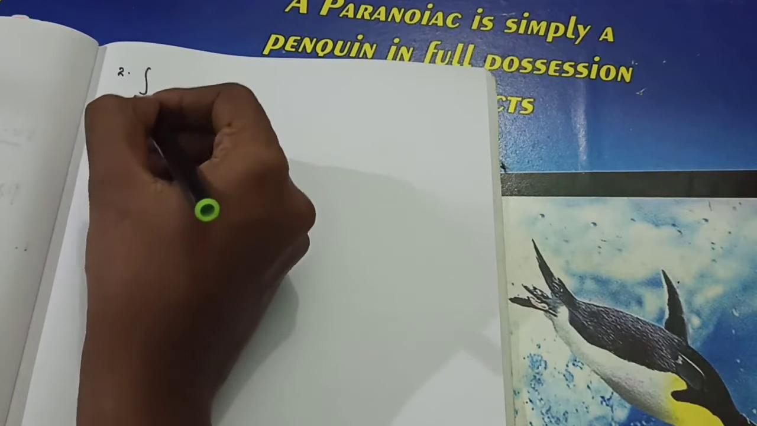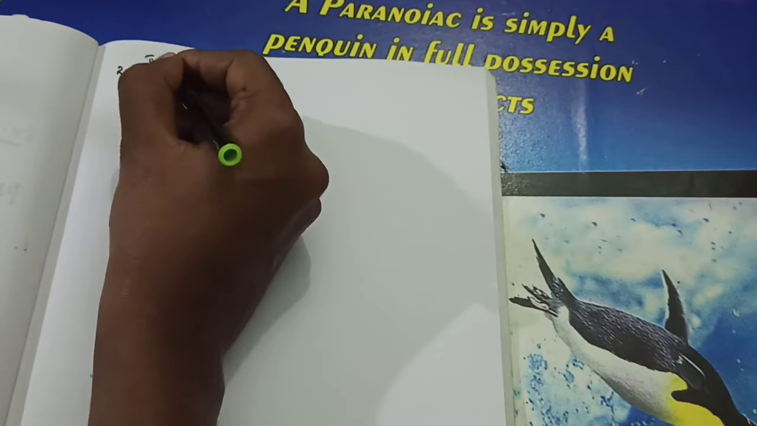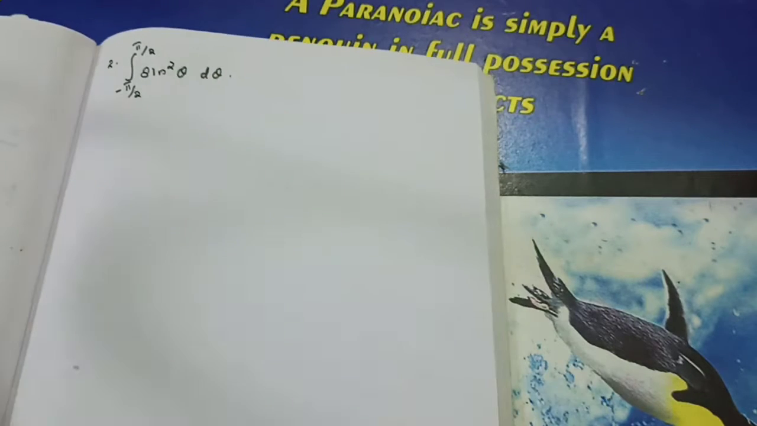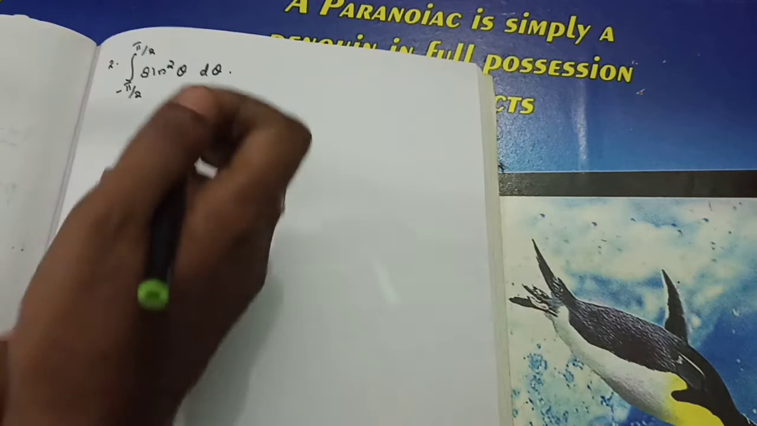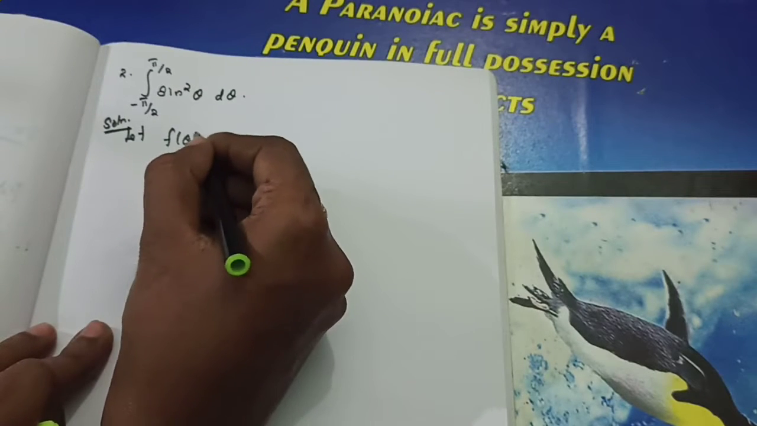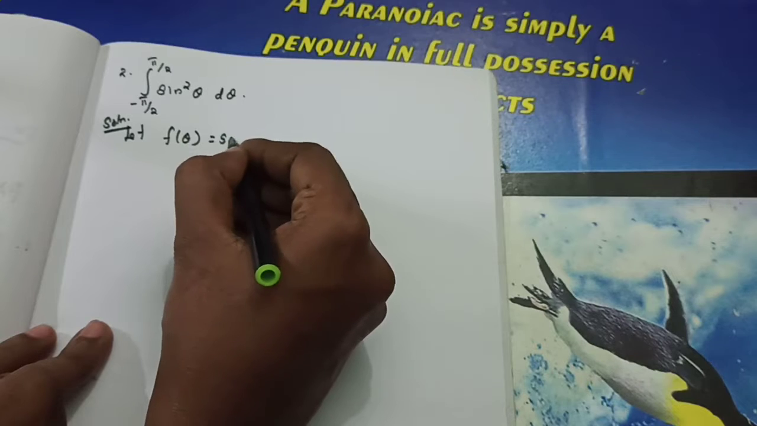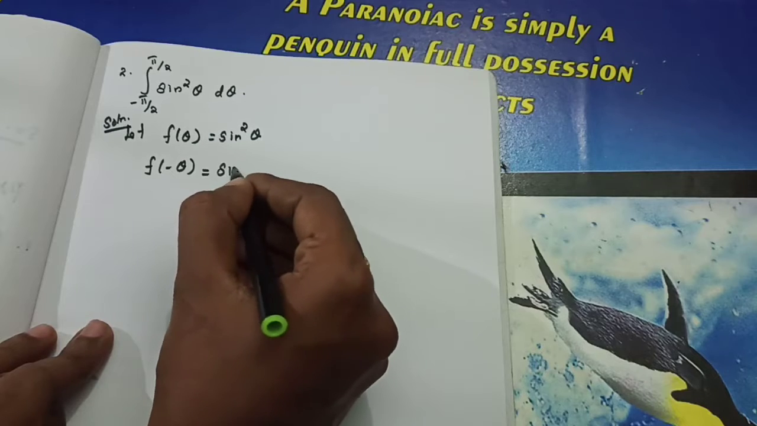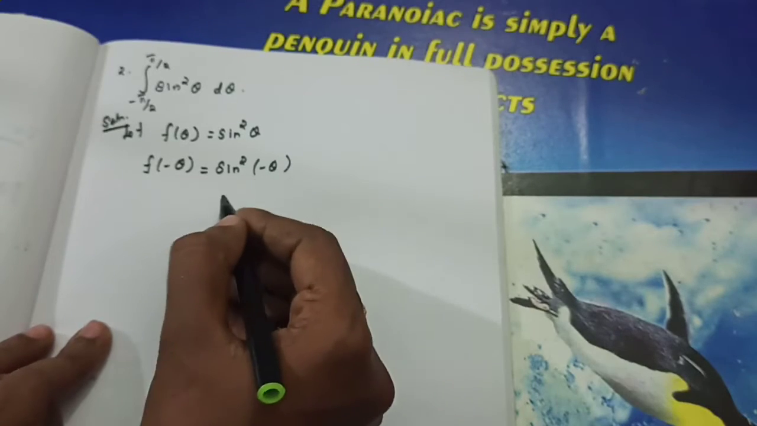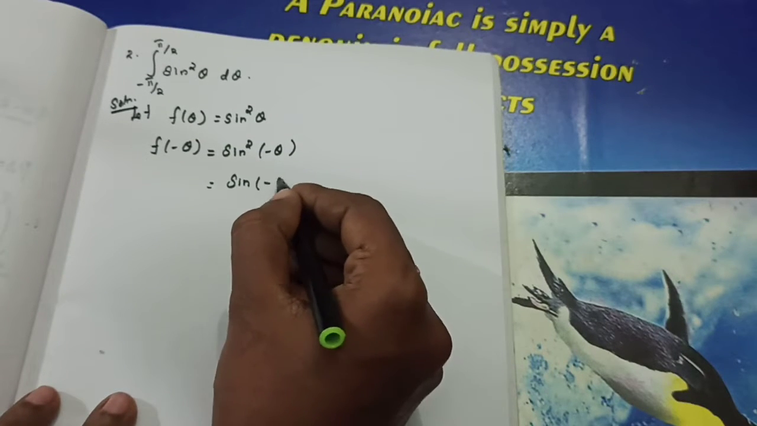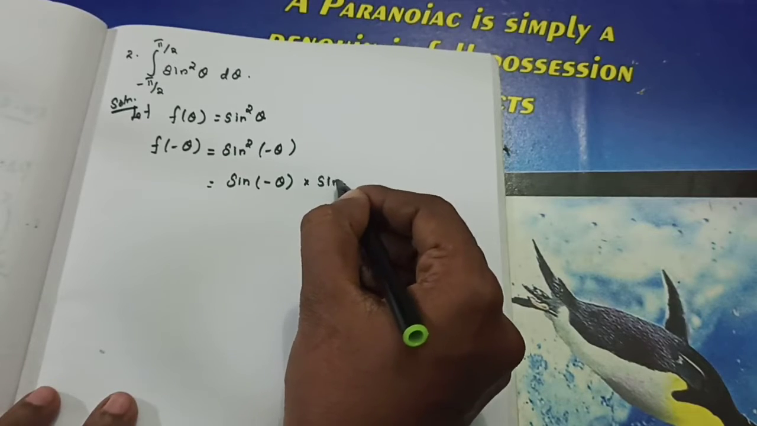Second question. Integral from minus pi by 2 to pi by 2 of sine square theta d theta. Here, in the place of x, theta is there, so the same we can take. So you can consider it as f of theta. So solution: f of theta is equal to sine square theta. So f of minus theta, what will happen? Sine square of minus theta. You can write sine square minus theta as sine of minus theta into sine of minus theta.